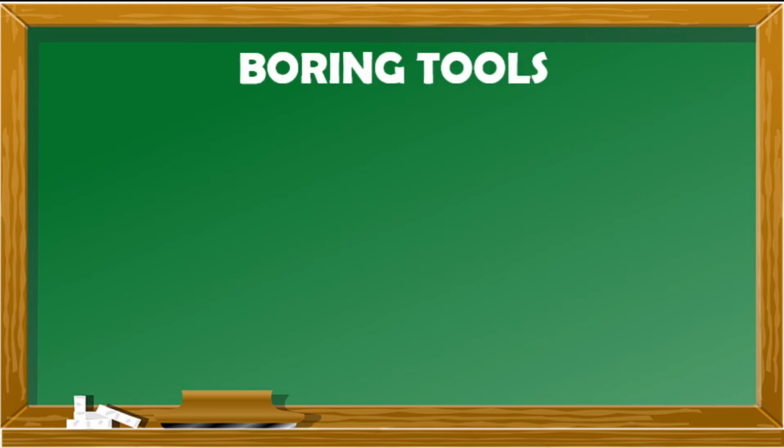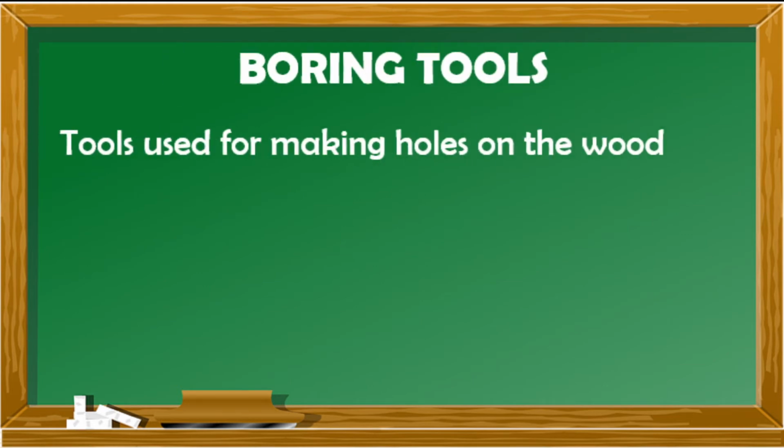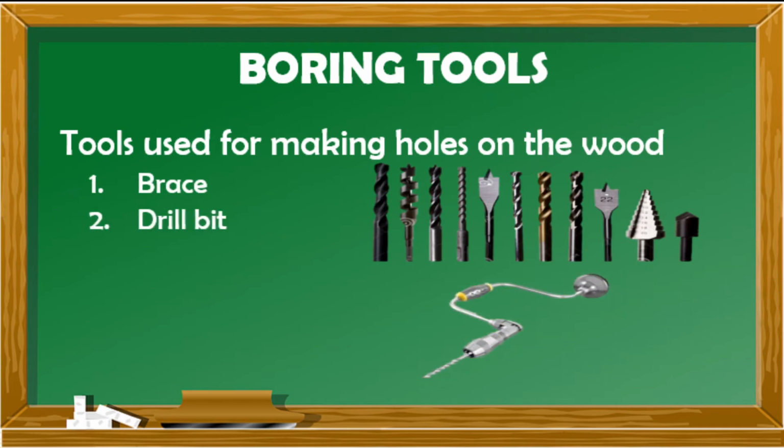Okay, so next, boring tools. Boring tools are used for making holes on the wood. And if not only wood, we have tools for concrete and for metal. Okay? So that's boring tools. So here are our samples. Number one, we have the brace. This is our handheld type of drill. Then we have the drill bits. These are either for metal, for wood, or for concrete. So boring tools are used for making holes on our surface.